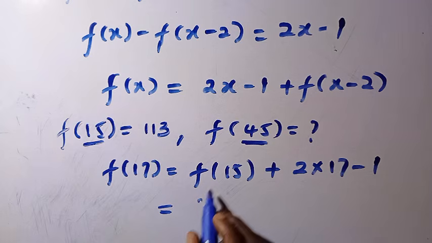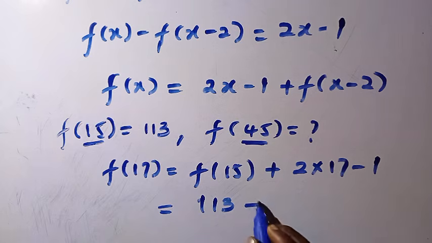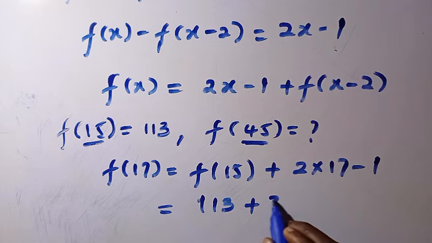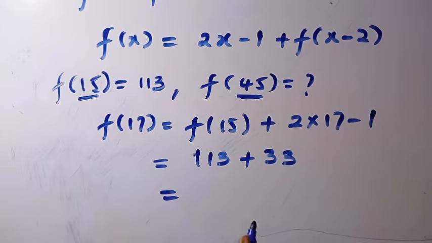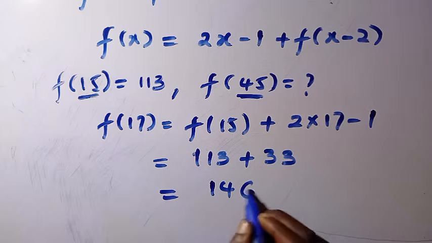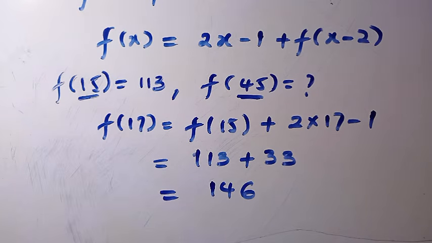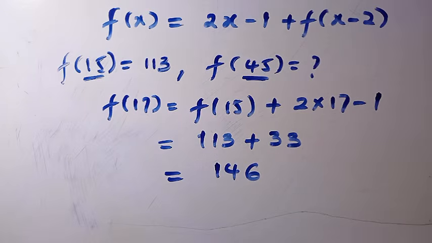Okay, so this is f of 15, which is just 113, plus 2 multiplied by 17, that is 34, and 34 minus 1 gives us 33. And if you add these together, we are going to have 146, okay, which we have gotten already. And the next one will be f of 19, then it continues like that.